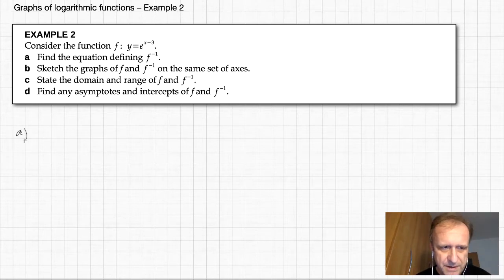This is part A. We have the function f given by the formula y equals e to the power of x minus 3. Now, if I want to find its inverse, I interchange the x and y variables in the formula to obtain x equals e to the power of y minus 3, and in what follows I will try to express y as the variable.